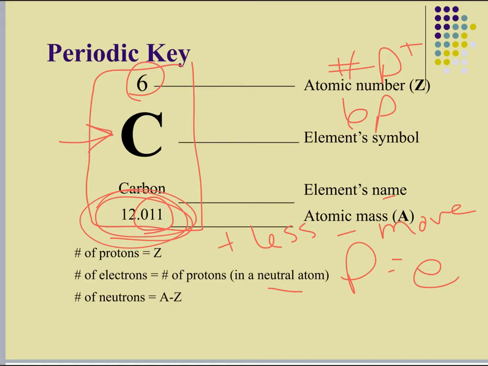To get the number of neutrons, you're going to round your atomic mass. So 12.011 would be 12, and then subtract the number of protons, or the atomic number. So 12 minus 6 is 6 neutrons. So this would have 6 protons, 6 electrons, and 6 neutrons for carbon, for a regular carbon-12 atom.